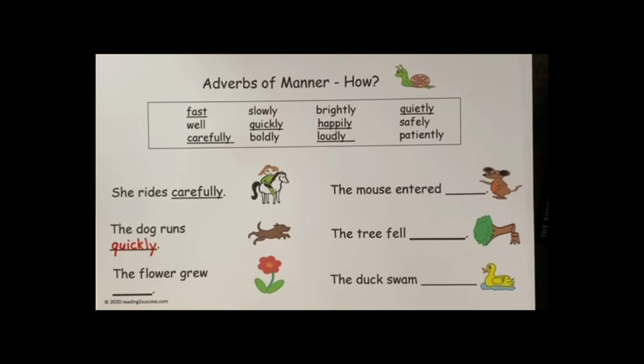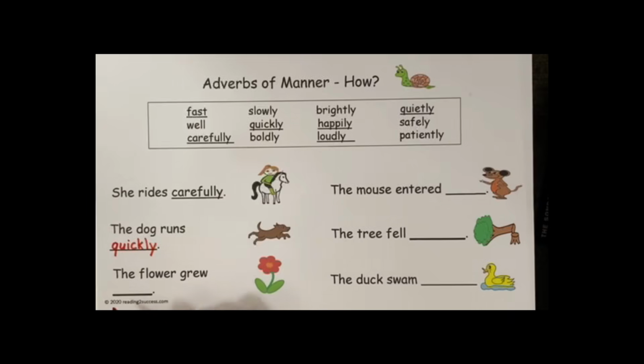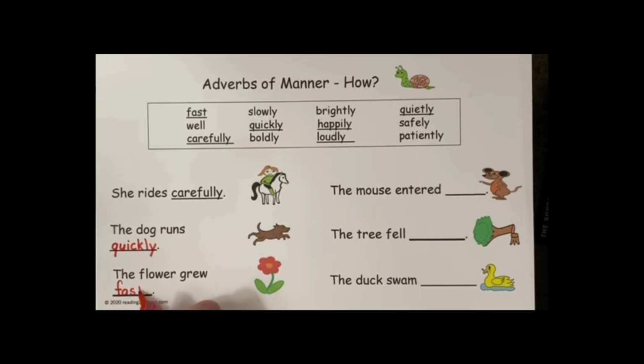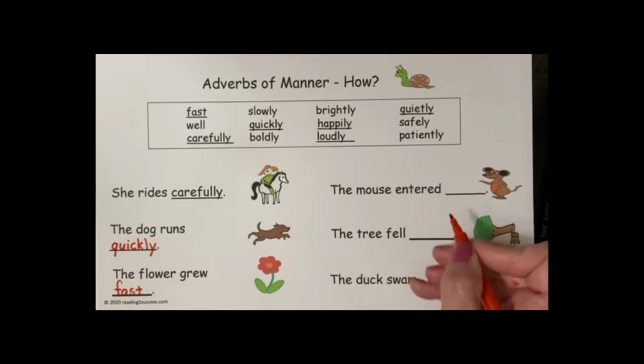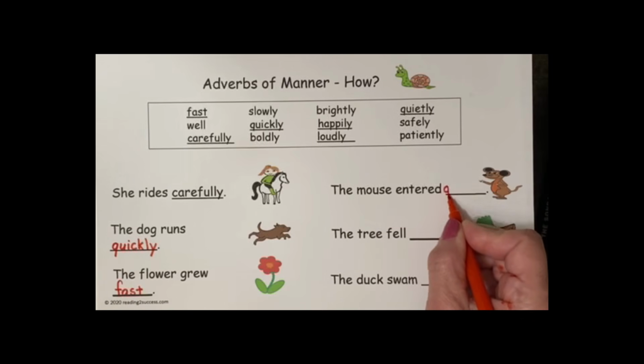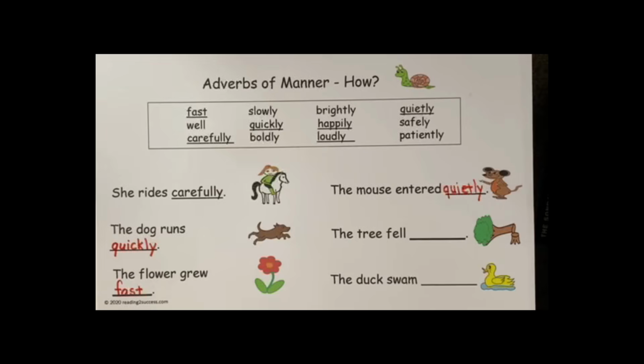The flower grew. How? Fast. The flower grew fast. Our next one. The mouse entered. How? Quietly. Q-U-I-E-T-L-Y. The mouse entered quietly.